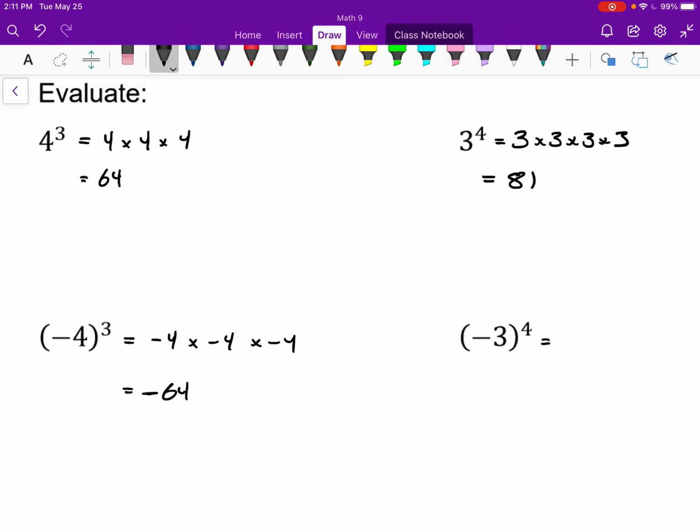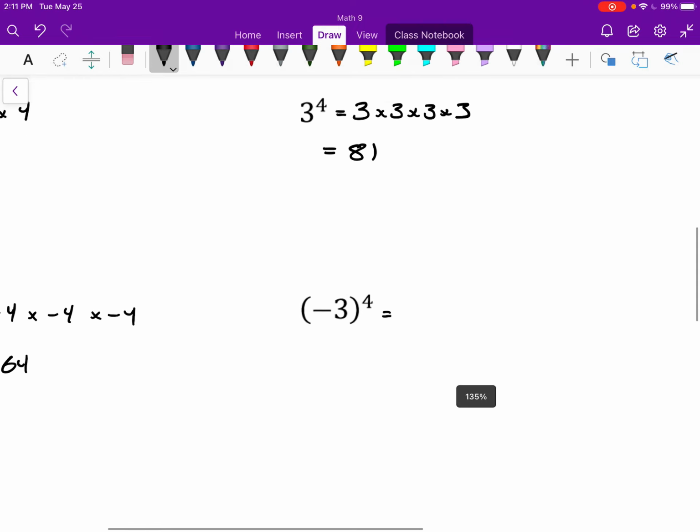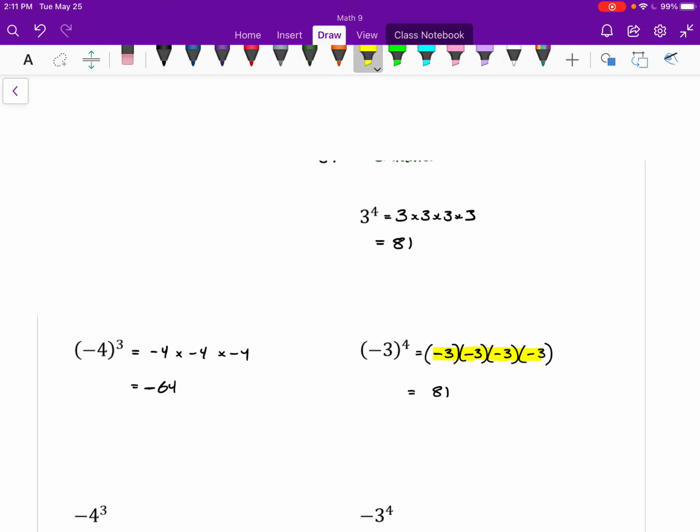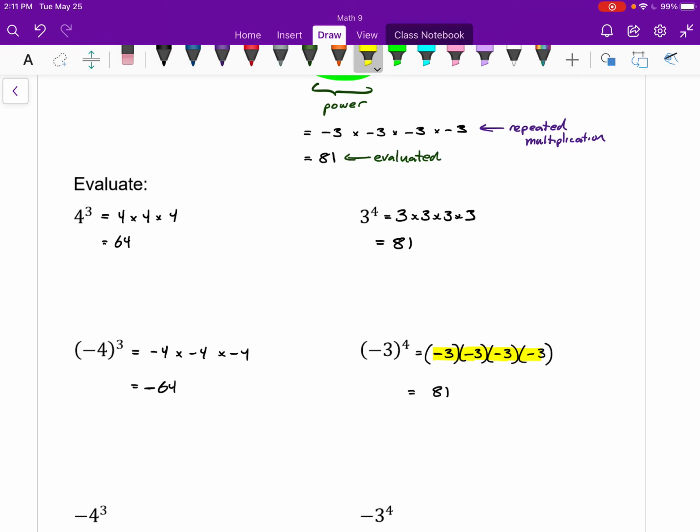And so this means negative 3 times itself 4 times, which again, 3 times 3 times 3 times 3 is 81. We have a negative times a negative, so that's a positive, times another negative is a negative, times another negative is a positive. So in the end, my answer is still positive. And in general, when you have a negative number raised to an even exponent, you're always going to get a positive number. When you have a negative number raised to an odd exponent, you're going to have a negative number.